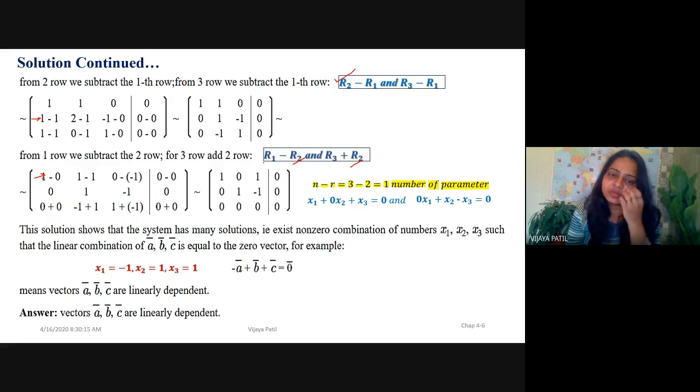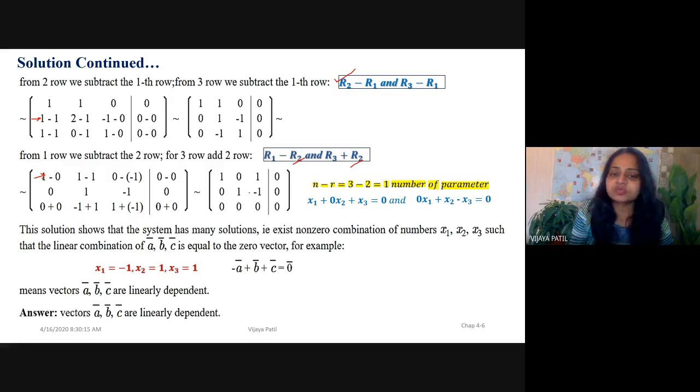And whenever I'm writing this type of notation, at that time my first row will always change. This is a convention. Whichever row number I'm writing here in the front, or in the first place, that is going to change. That means my R1 is going to change, R2 will remain the same. Similarly, in the second transformation, R3 is going to change and my R2 will remain the same. So after these transformations, I'm going to get this.